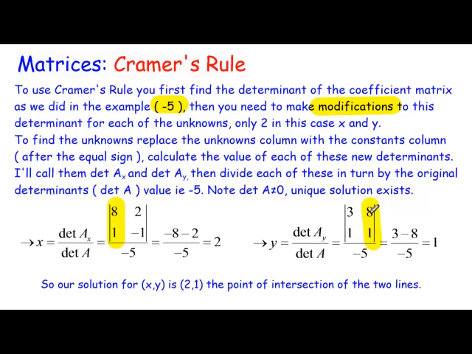You can see here 3, 1, 8, 1, and we find these particular values and then divide them by the determinant of A, which in this case is minus 5. We worked that out before. So this one is minus 10 over minus 5, which is 2. And the y value is 3 times 1 minus 8 times 1, which is 3 minus 8, negative 5, over negative 5, which is 1. So the solution to this system of linear equations is 2, 1, where x is 2 and y is 1, which is the point of intersection of the two lines.